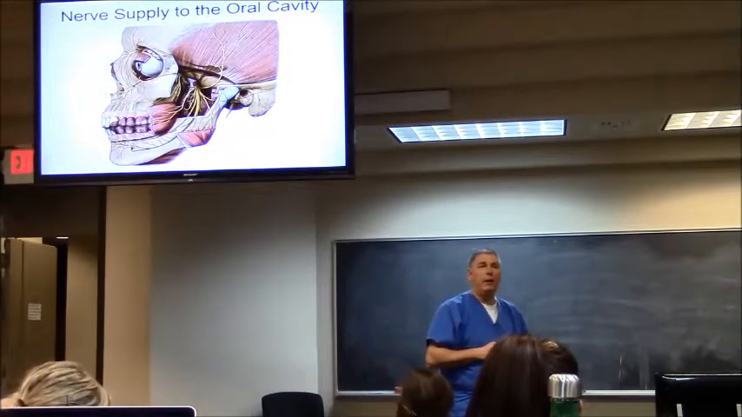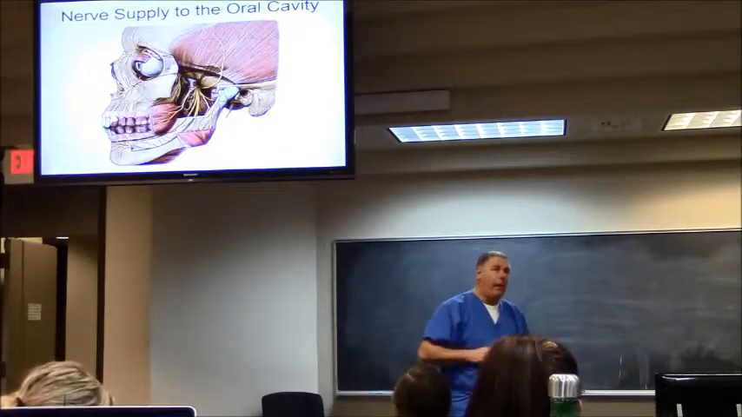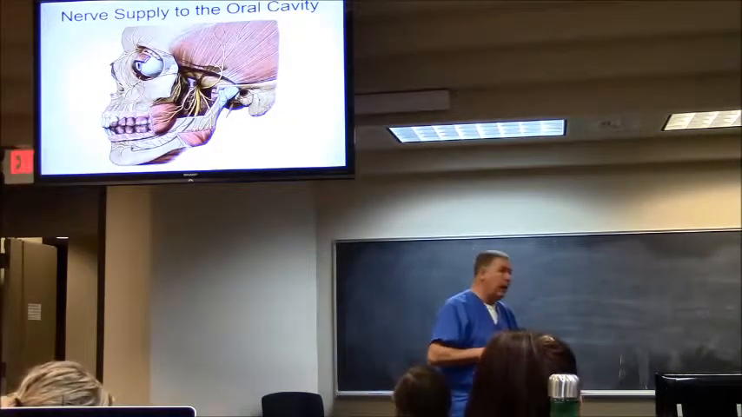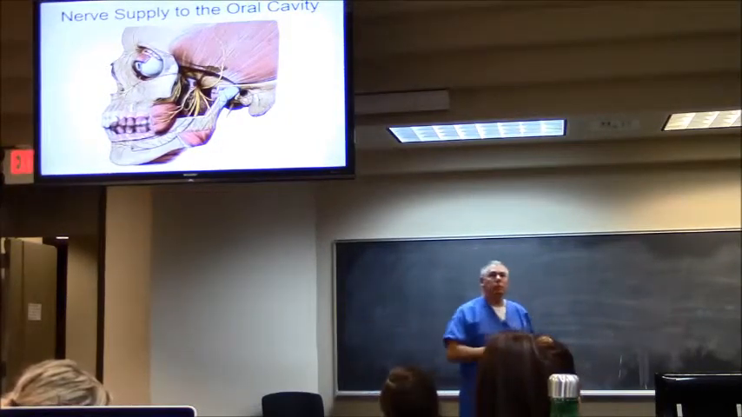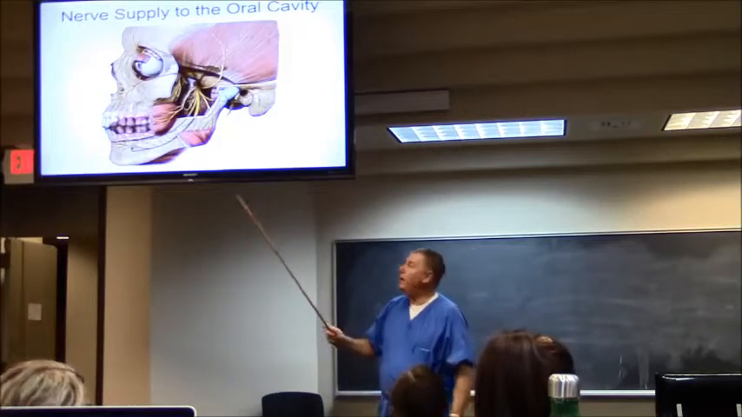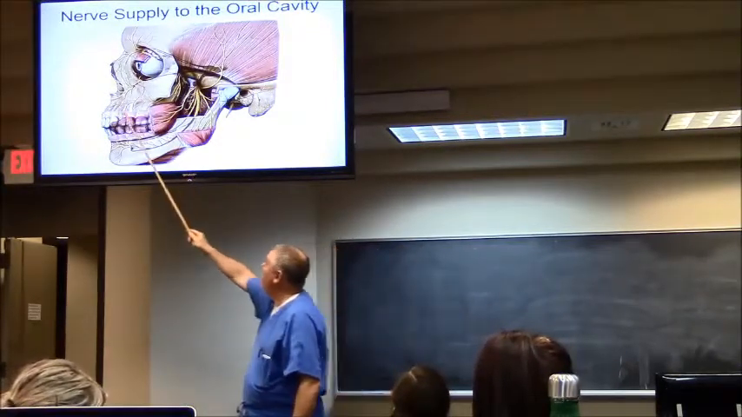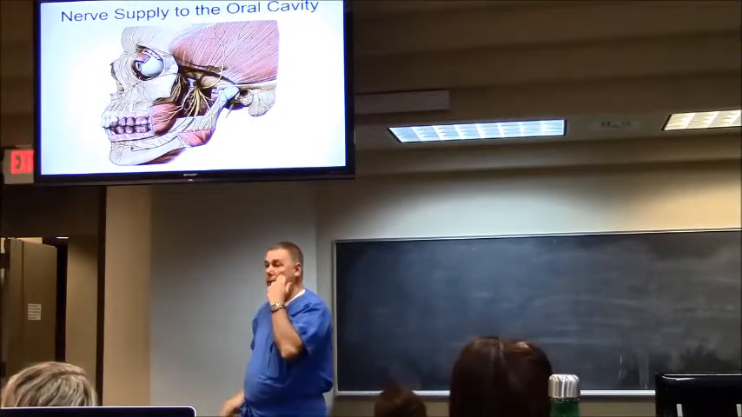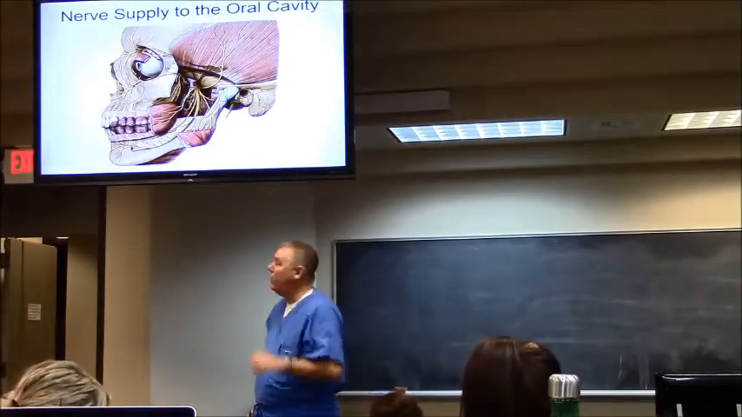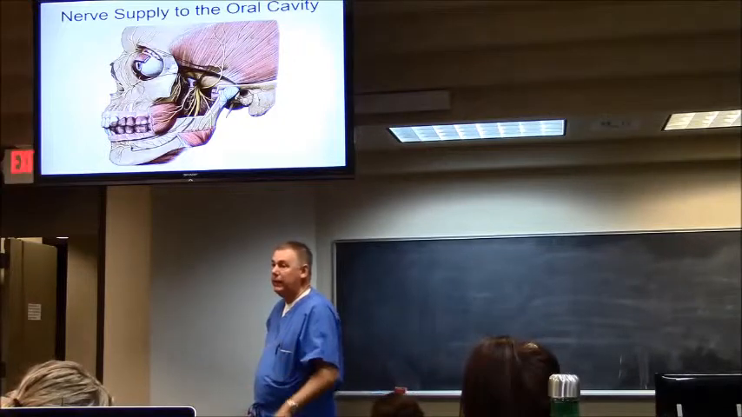All right, the nerve supply of the oral cavity. Here's the illustration where you see the different superior alveolar nerves right here. They're all along this area, the maxilla. They're very hard, they're not that easy to hit.